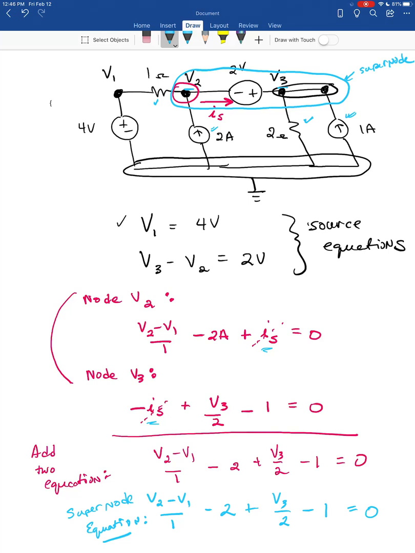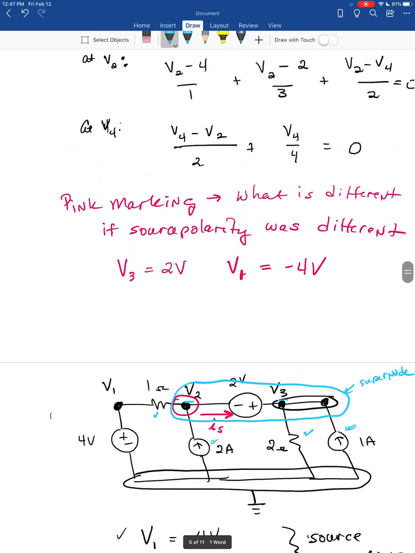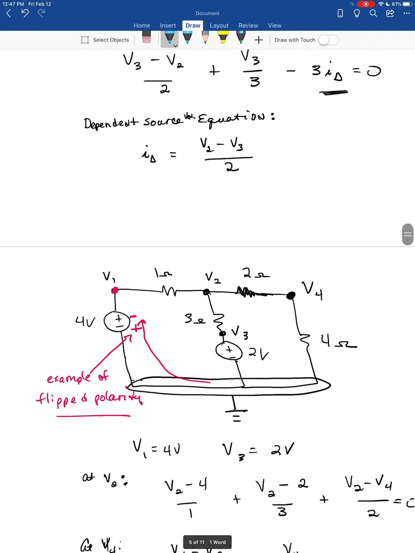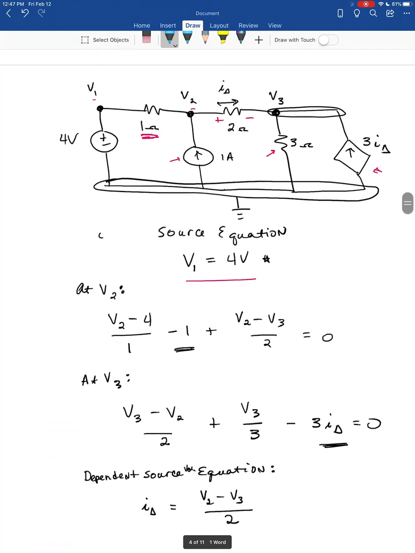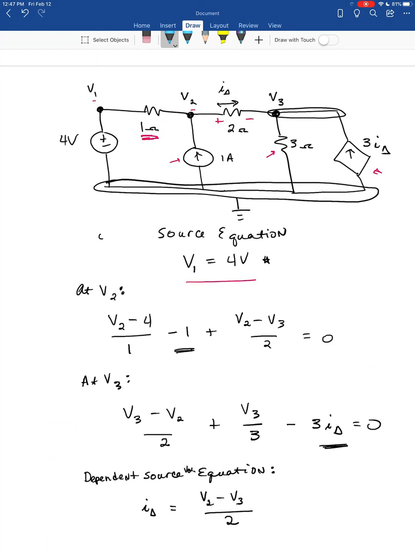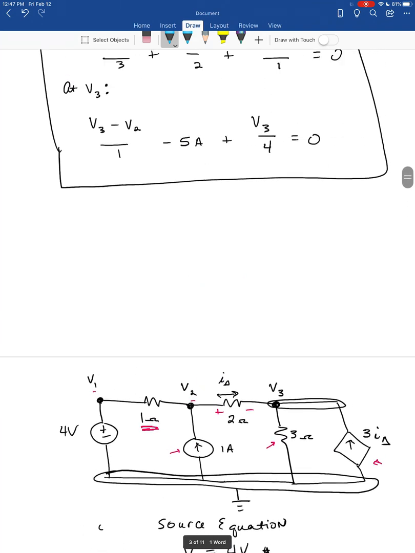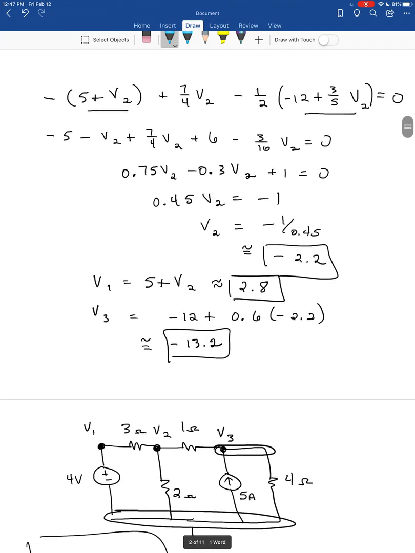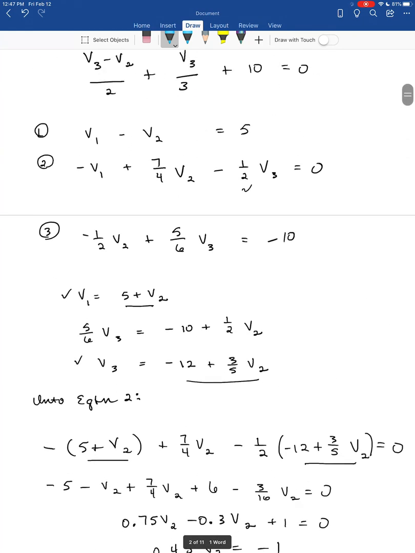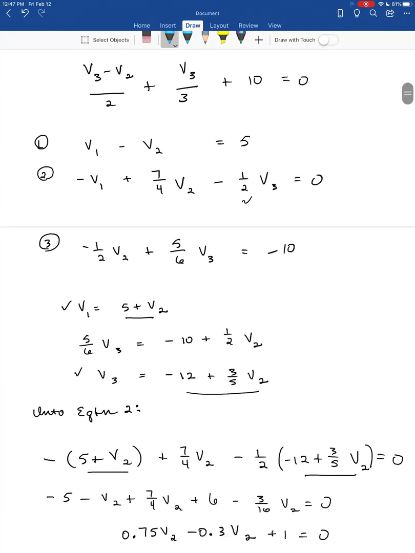So that does it for all of the types of problems that you could encounter. We've looked at the supernode problem. We've looked at the situation where you have 2 sources connected to a common node, and what happens if one of the polarities of the source was different. We've looked at how to incorporate a dependent source into our equations, and we've looked at how to use just a simple node voltage method using a voltage source only. And we also then did an example for the solving of a system of linear equations.